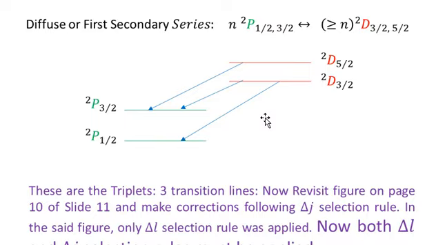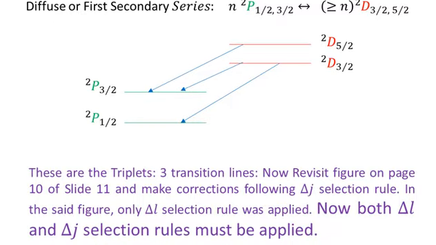Let me show you the transition between two levels. You know that 2D 5/2 and 2D 3/2, greater in energy, are shown, and the two lower energy levels are shown as 2P 3/2 and 2P 1/2. Three possible transitions under delta J equal to 0, plus or minus 1 are shown. Two transitions for the level P 3/2 and one transition for the level P 1/2, because the transition from D 5/2 to P 1/2 is not allowed. So these are the triplets. This is the case of triplet transition, that is, three transition lines.